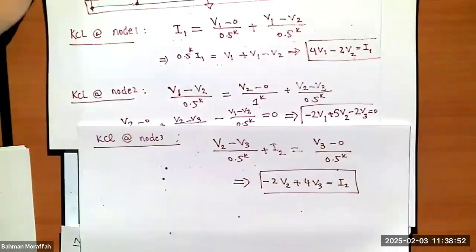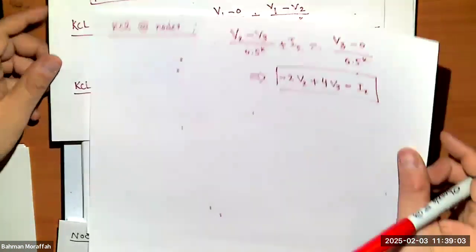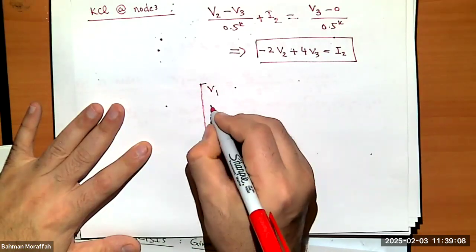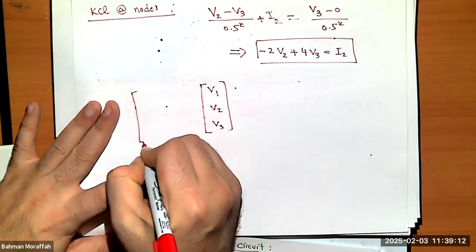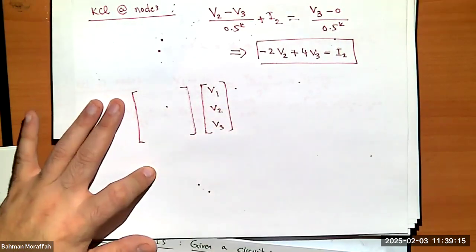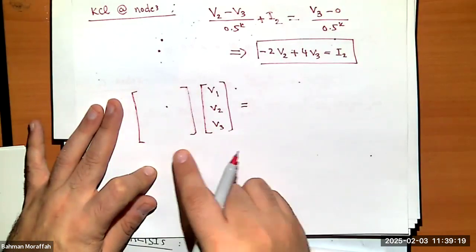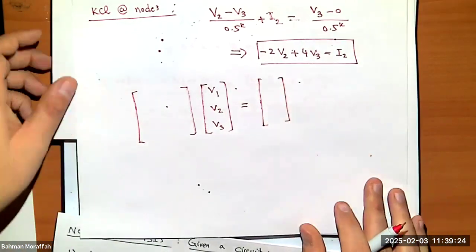Now what I have is 3 equations, 3 unknowns. I can put it in a matrix. How do I do this? Well, I'm going to start by writing down my unknowns. So it's V1, V2, V3. There should be a matrix, which is a coefficient matrix. If I multiply it by my unknown, I should be getting another vector. Right?